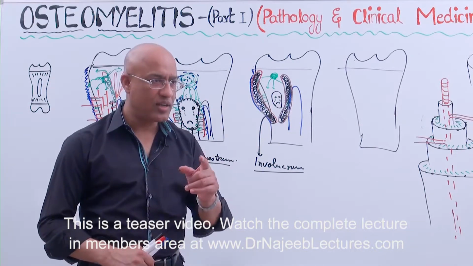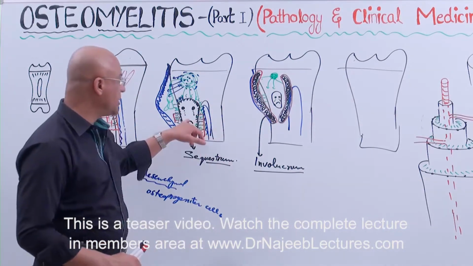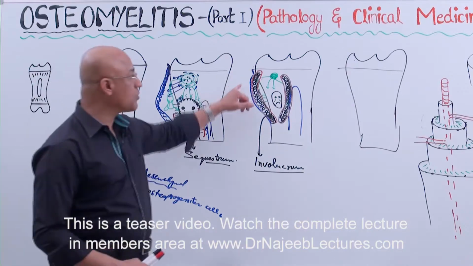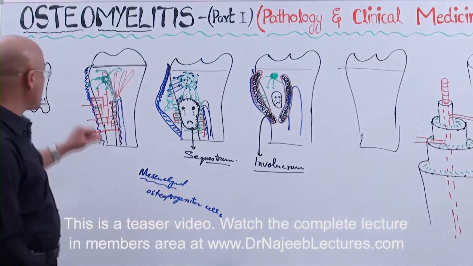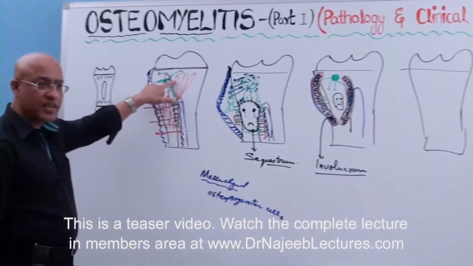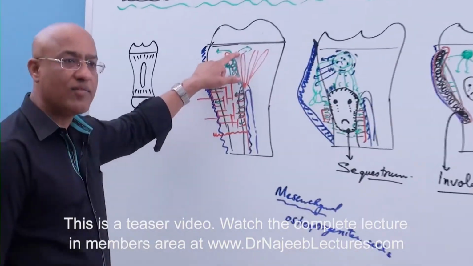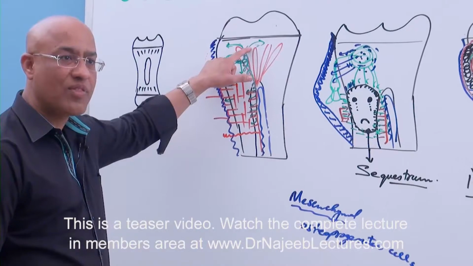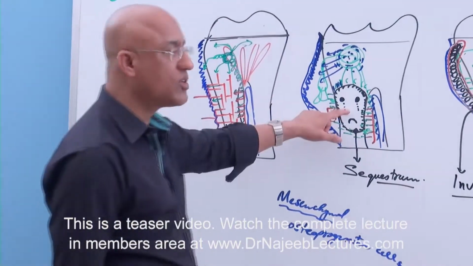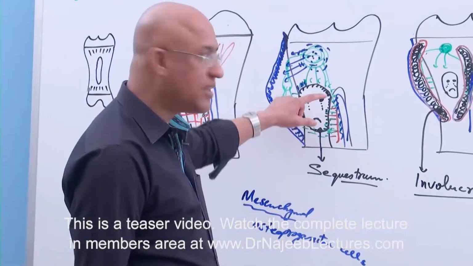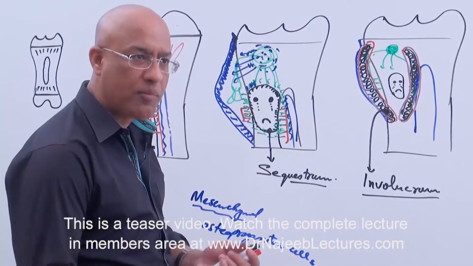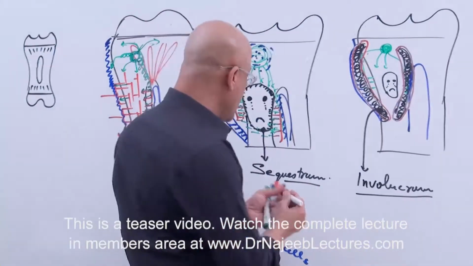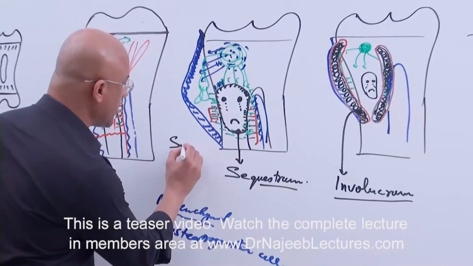You are understanding? Otherwise, there will be formation of sequestrum and along with that, involucrum. Now we know how the bacteria reach here and why they settle here, and after that how they spread and produce sequestrum. And while the sequestrum is there, a subperiosteal abscess is also formed. Subperiosteal abscess was also here.